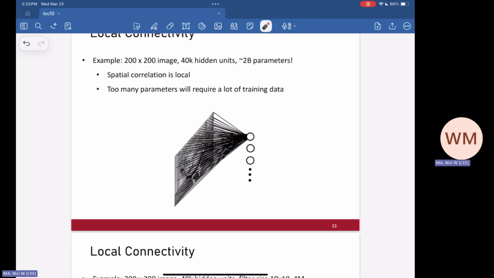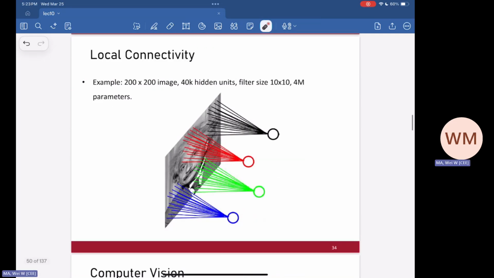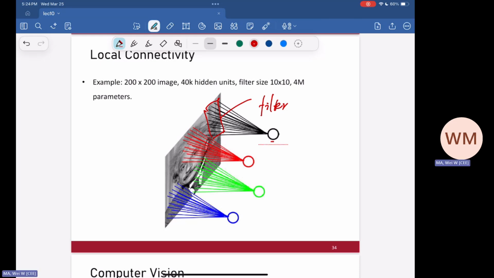Okay, so this is local connectivity. What we want to do is something like this. By doing this, you can see that you can largely reduce the parameters because the connectivity reduces a lot. And this area, we have a name, we call it a filter. So we call this neuron a particular name, a filter. And this size 10 by 10 basically says that in this image, we just look at this 10 by 10 area to do the connectivity.